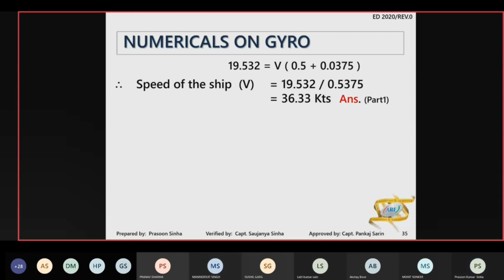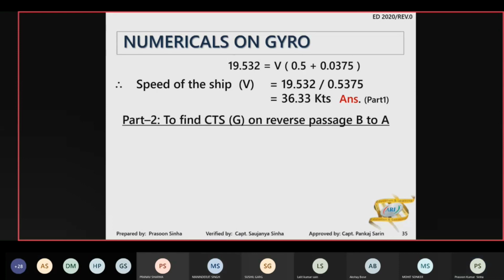Looks like this is a defence services ship which moves very fast. The second part of the question is asking to find out the course to steer on gyro on the reverse passage from B to A. That means from 58 to 60 south. Since the course is going to be reciprocal, we will subtract it from 180 degrees. So the true course in this case is going to be 60 degrees, 060 actually.